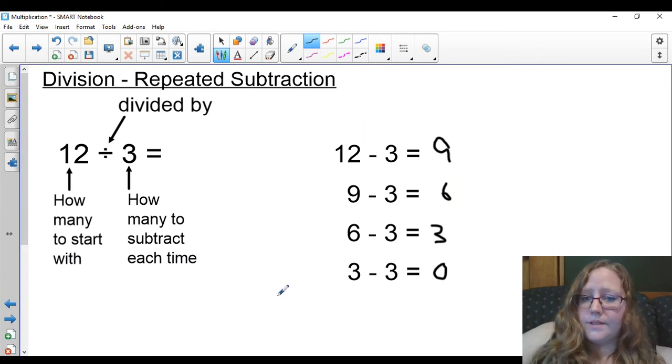How many times did I have to subtract 3? I had to subtract 3 4 times. So that's my answer to my division question, because there's 4 groups. 4 times I had to subtract 3.